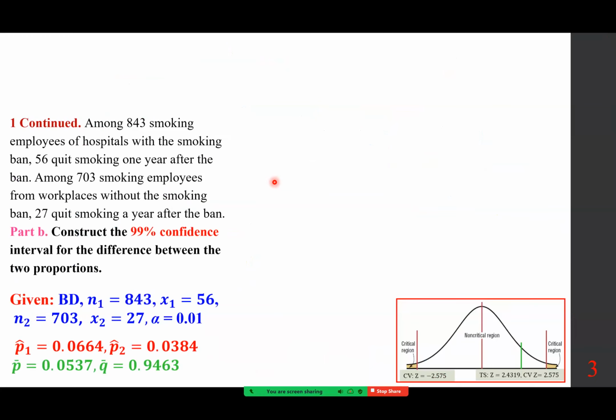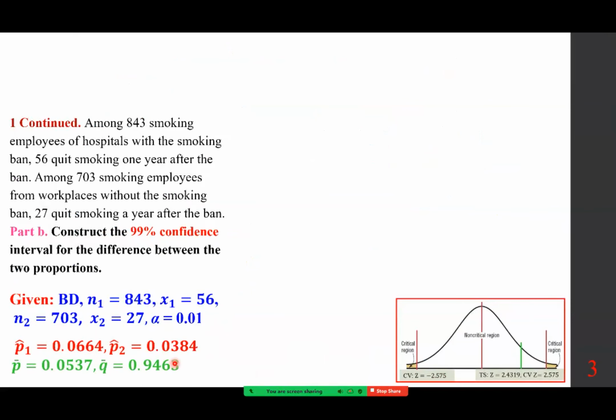All right, we're going to continue with the same question. Part B of the same question, we want to construct a 99% confidence interval. So first, let's remind everybody what we had from the previous page. It's a binomial distribution. N1 and X sub 1 are given. N2 and X sub 2 are given. Alpha is given. P1 hat, P2 hat, and P bar and Q bar were all calculated.